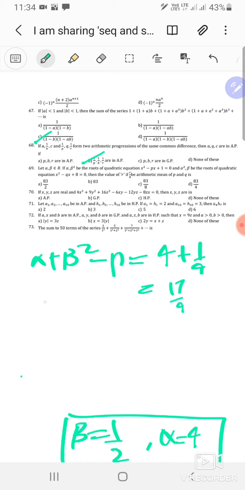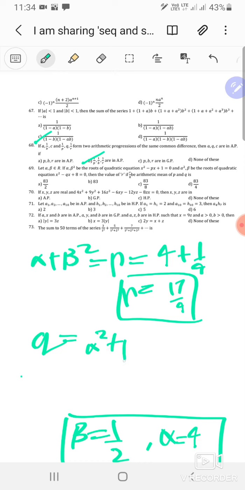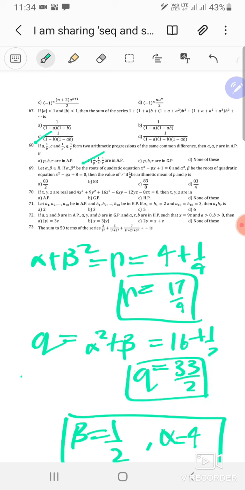So p is 17 by 4. Okay, that is p. And what is q? Q is alpha squared plus beta. Right, so that has to be equal to alpha squared is just 16 plus 1 by 2, which is 33 by 2. Right, so that's q. So now we know the values of p and q, which is 17 by 4 and 33 by 2.